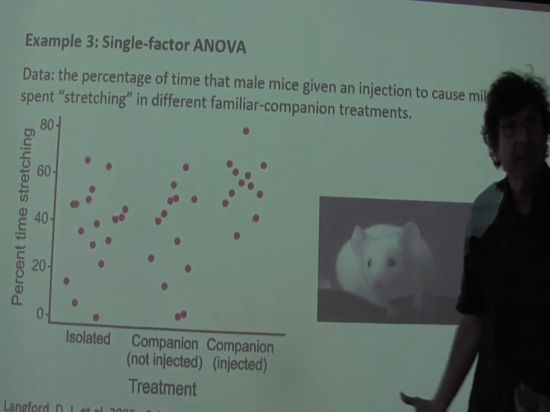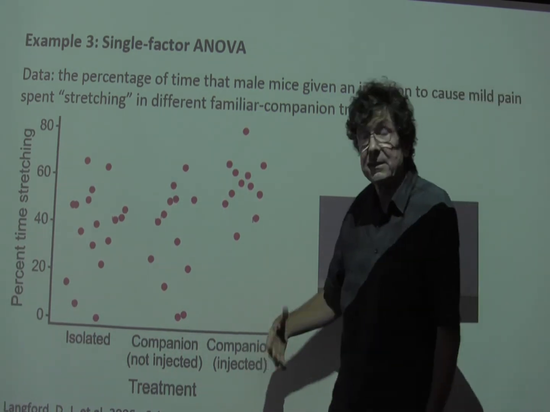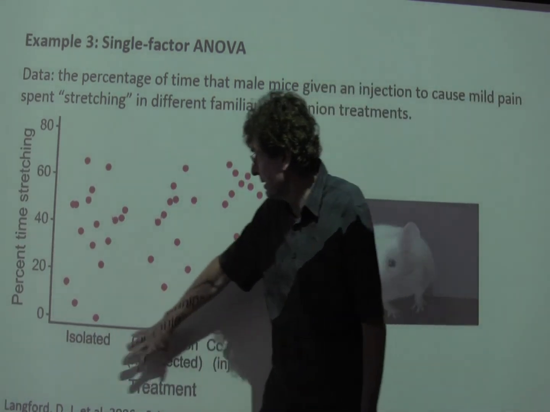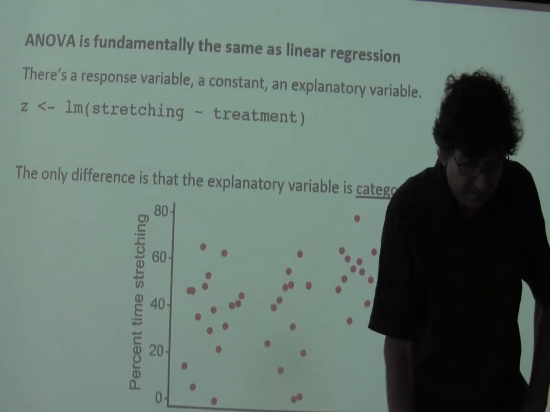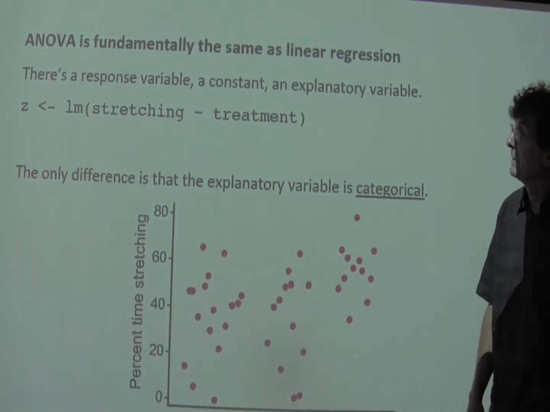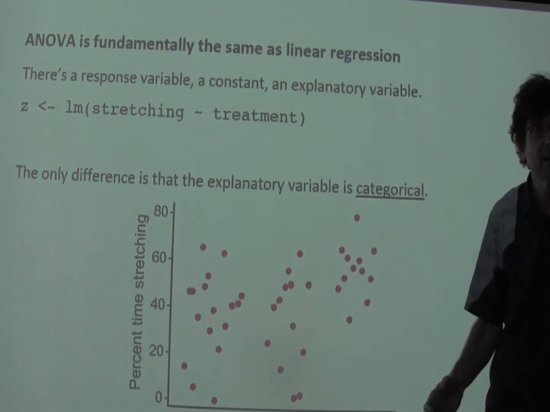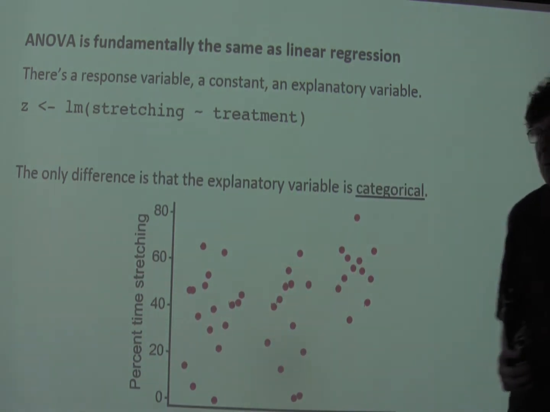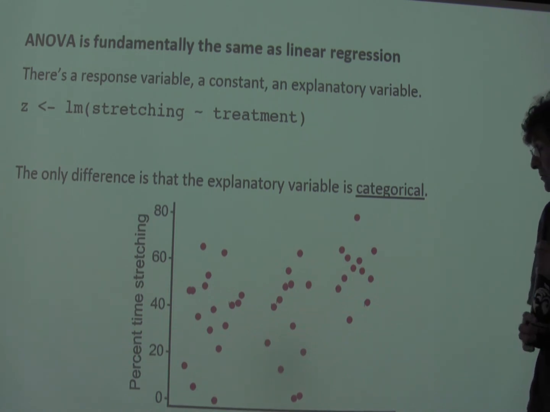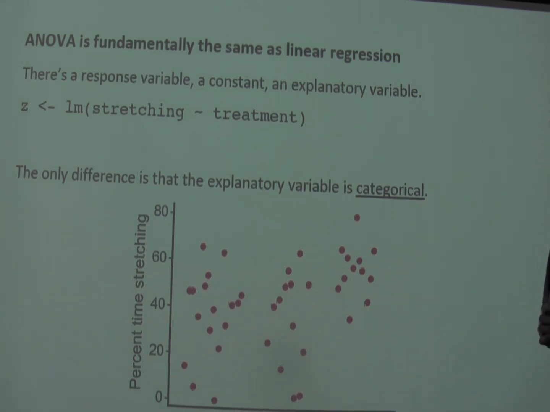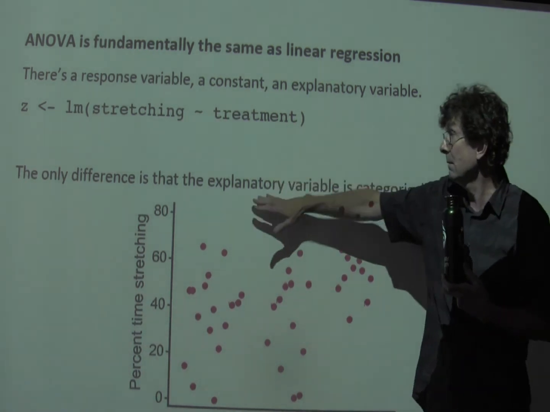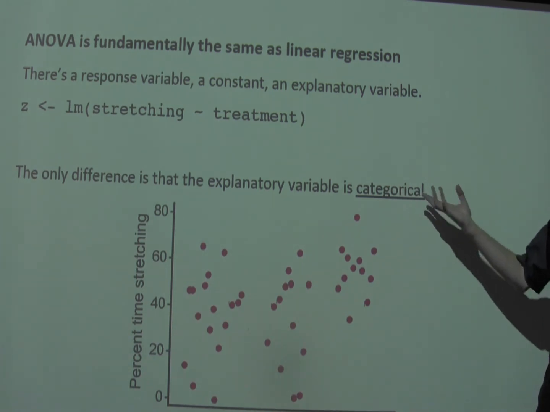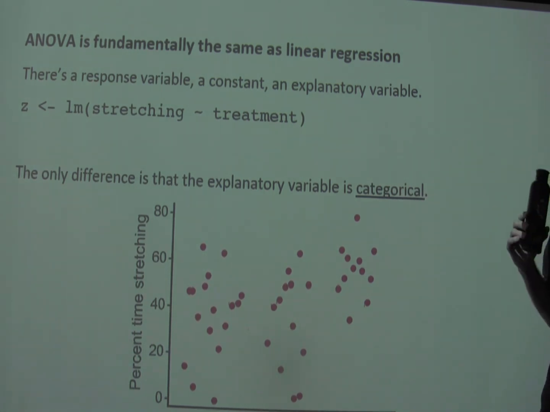So normally we would fit data like this. It's not like linear regression because our treatments are categorical. We're comparing groups. Nevertheless, it's a linear model, and this is how we would model it in R. Same as before. Stretching is your response variable. Treatment is your explanatory variable, and fire away. The only difference, which we know, is that the explanatory variable is categorical, but we can still model it.